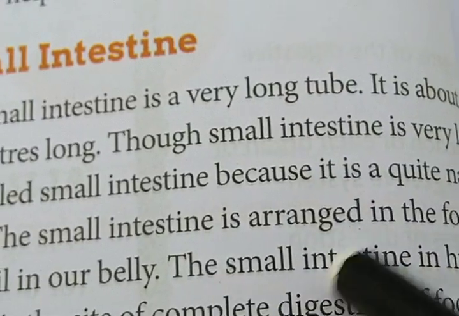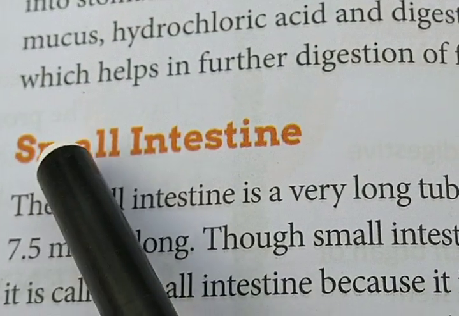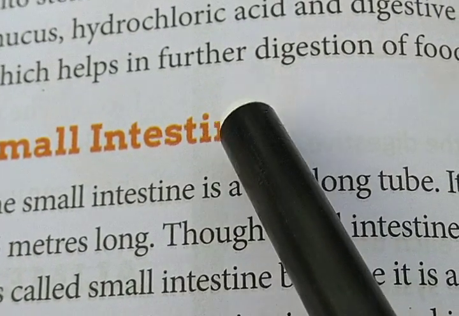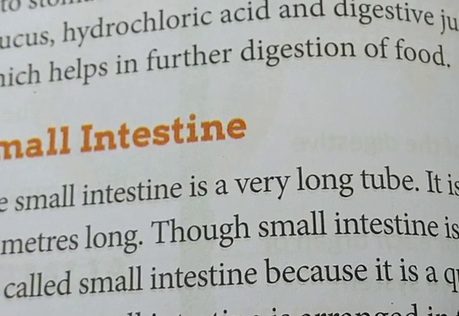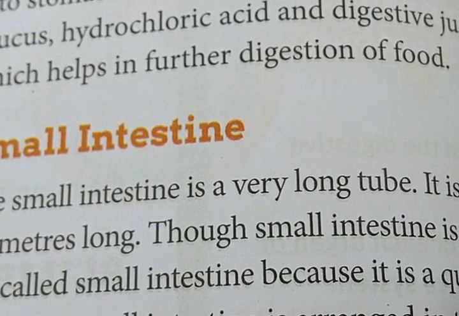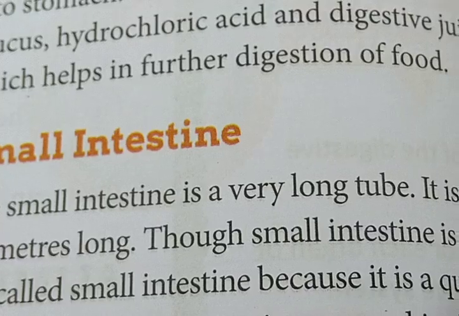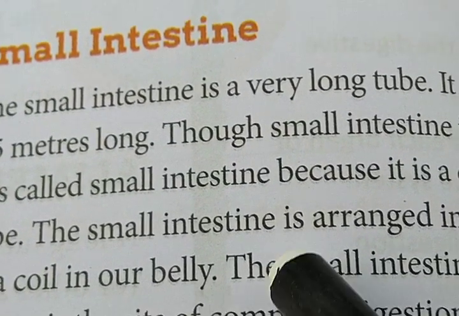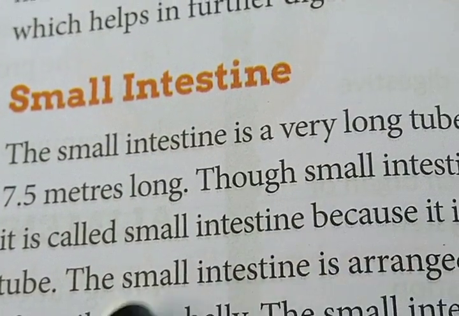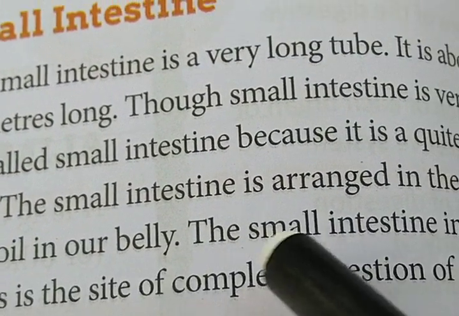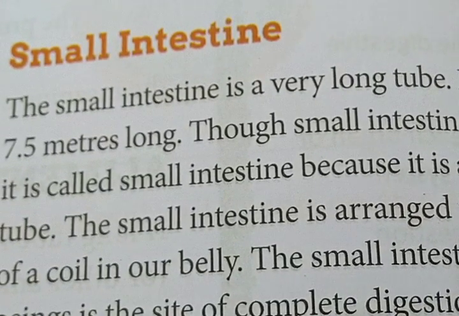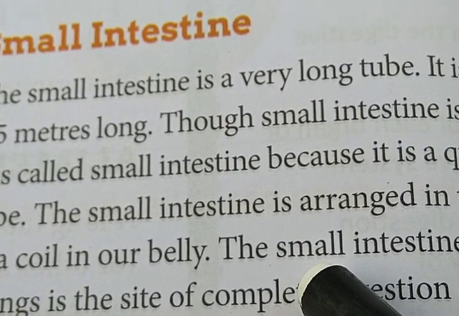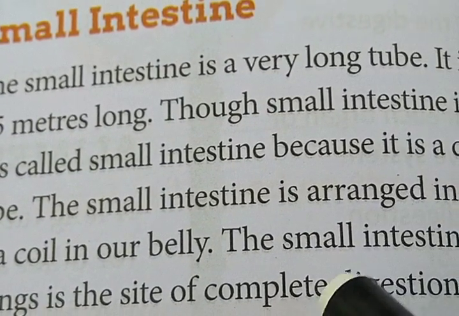So what is the meaning of this particular portion? Basically, the small intestine is more than 7.5 meters long, a very long tube, but it is called the small intestine. For what? Because it is quite narrow compared to the large intestine. Basically, the small intestine is arranged in a coil-like structure inside our belly. The small intestine in the human body is the complete site of food digestion, because after digestion, the food is reabsorbed in the small intestine.